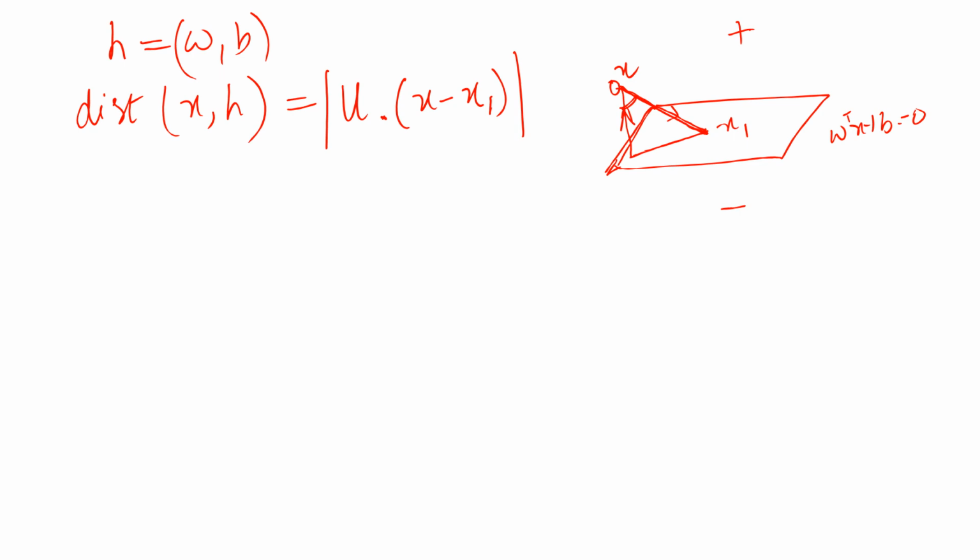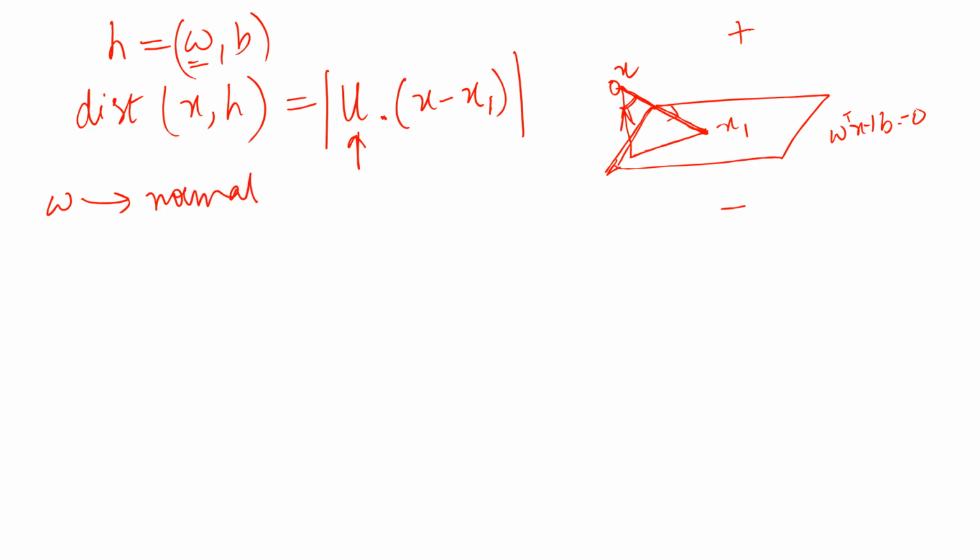So the important question is, can we compute this? How can we compute the unit normal to the hyperplane? If we can compute this u, then we can compute the distance. Now the weights that define the hyperplane, w and b, especially w, are exactly normal to my hyperplane.